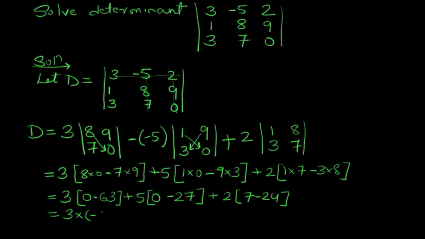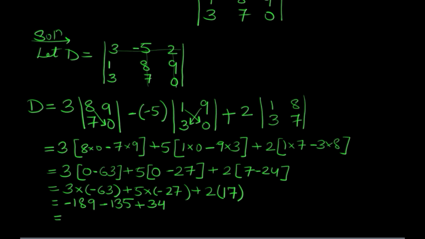3 multiply minus 63 plus 5 multiply minus 27 plus 2 multiply 7 minus 24. That is minus 189 minus 135 minus 34, which becomes minus 290. The final answer becomes minus 290. So D is equal to minus 290.